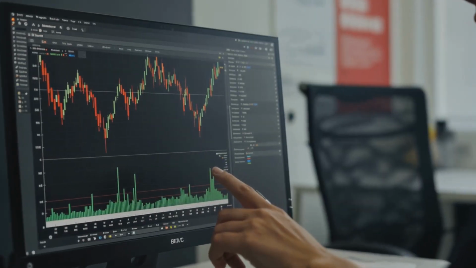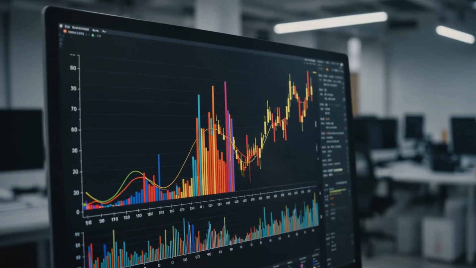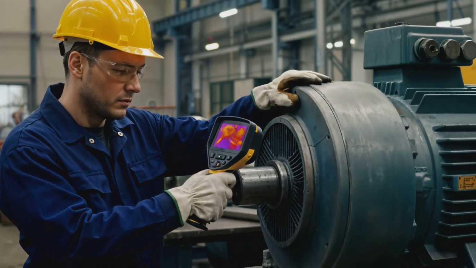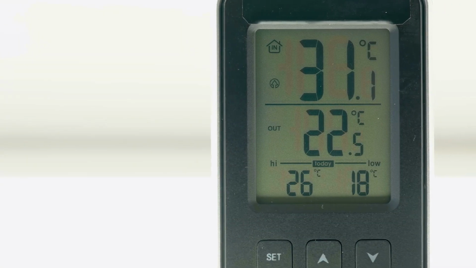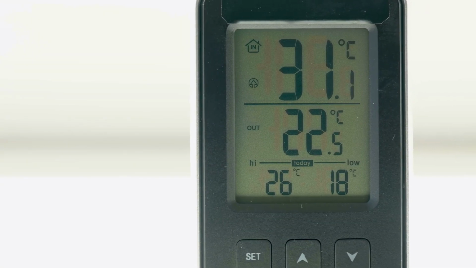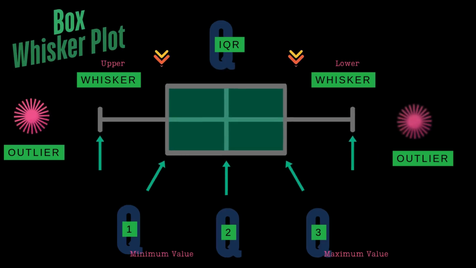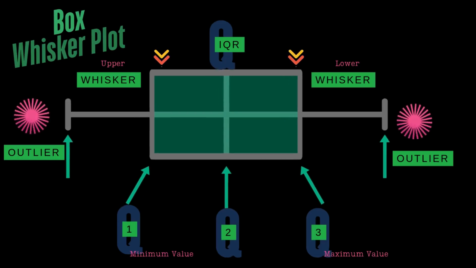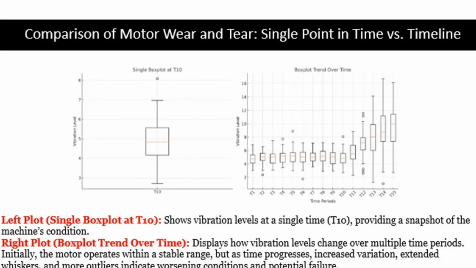Box plots are essential for monitoring critical machine parameters like vibration levels, temperature fluctuations, and pressure variations. Here's how they help. Identifying normal versus abnormal behavior. By tracking a machine's historical data, we can establish a normal operating range. If a new data point falls outside this range, especially in the outlier zone, it signals potential issues.